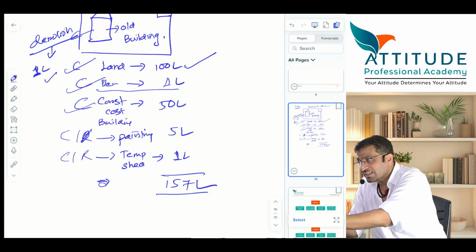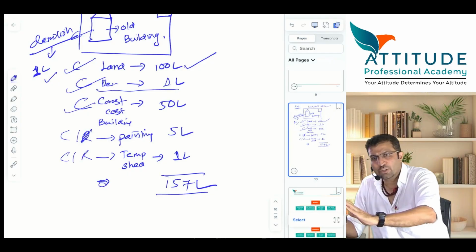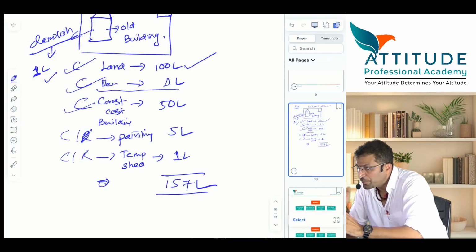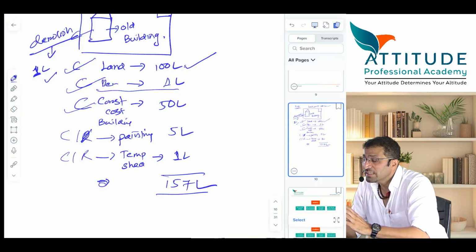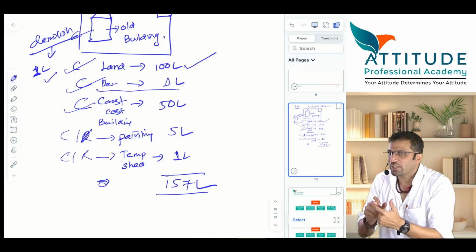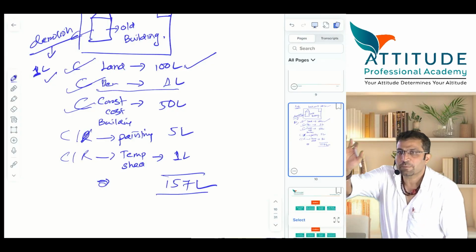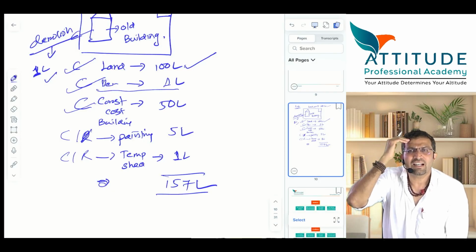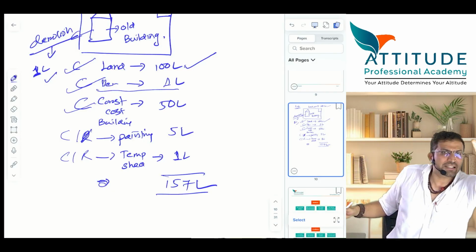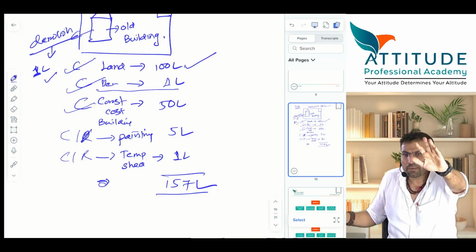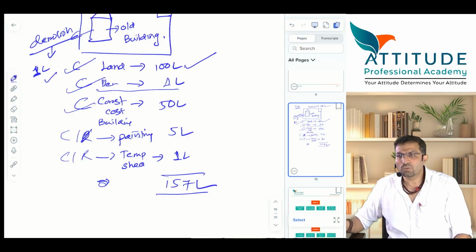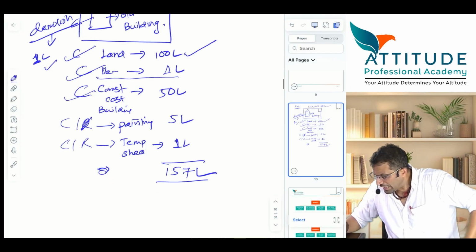And after the asset is put to commercial use, if you do any repair and maintenance and it does not increase the capacity or efficiency, then it is revenue expenditure. Understood? Is it not practical? Able to get it, all of you? Now, so this is capital.